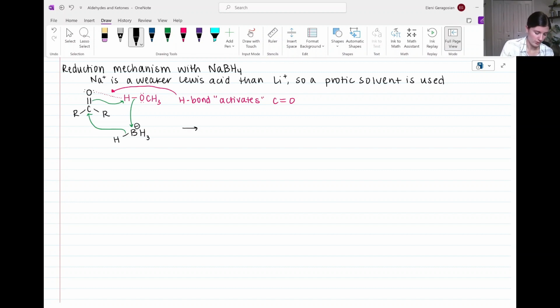So focusing on what was originally the aldehyde or ketone, we have the carbonyl carbon still bonded to the 2 R groups. It has a new bond to the hydrogen from the boron with 4 hydrogens. It has a single bond to the carbonyl oxygen. And now that oxygen is bonded to the hydrogen, the proton from the solvent. So we've already formed the alcohol product in that first step.